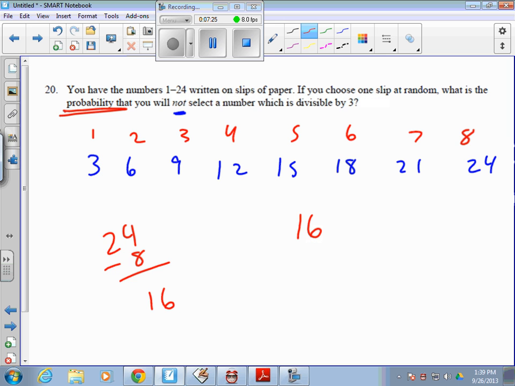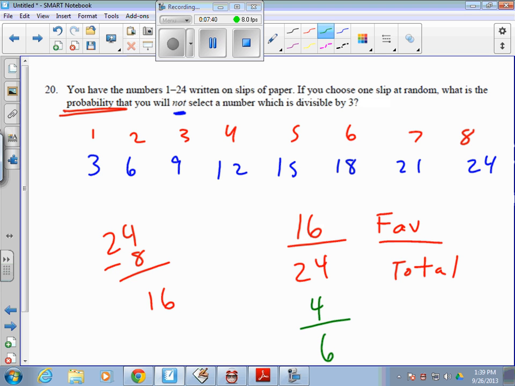So we know that means favorable over total. So favorable over total is 16 out of 24. The number 4 goes into both. It goes into 16 4 times and into 24 6 times. But then you can see that 2 goes into them again. So we should have used the number 8. 2 goes into 4 2 times and into 6 3 times. So the probability is 2 over 3 or 2 out of 3 to not be divisible by 3.